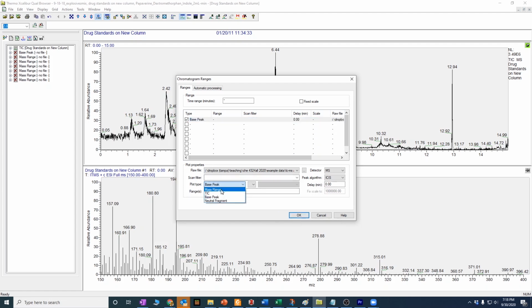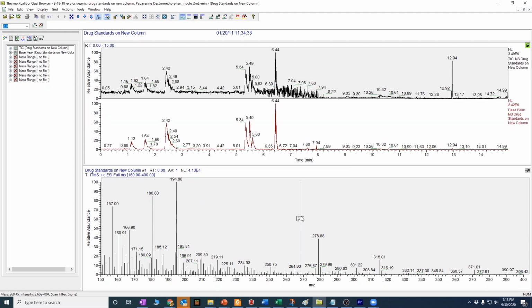You know what, we'll show both of them just to show the difference. I want you to pick the base peak, the tallest thing in the spectrum. So there we go. You can see there's an enormous difference in the signal to noise when I say, just plot this chromatogram as a tallest peak in the spectrum.